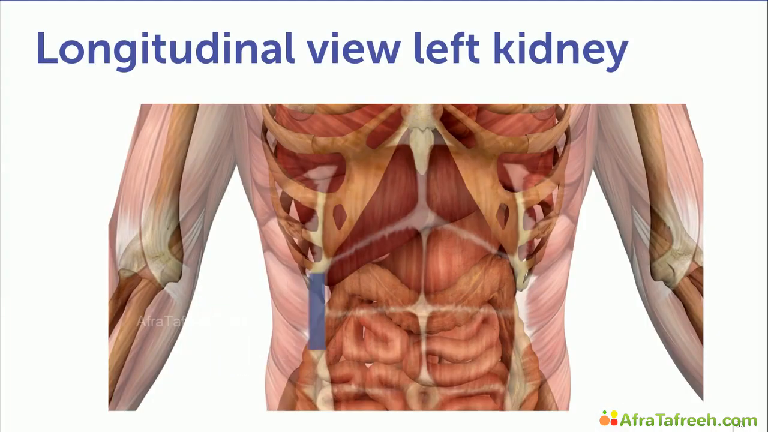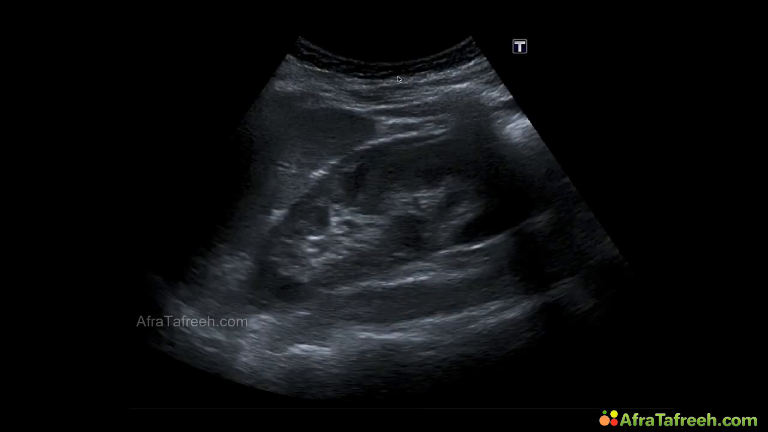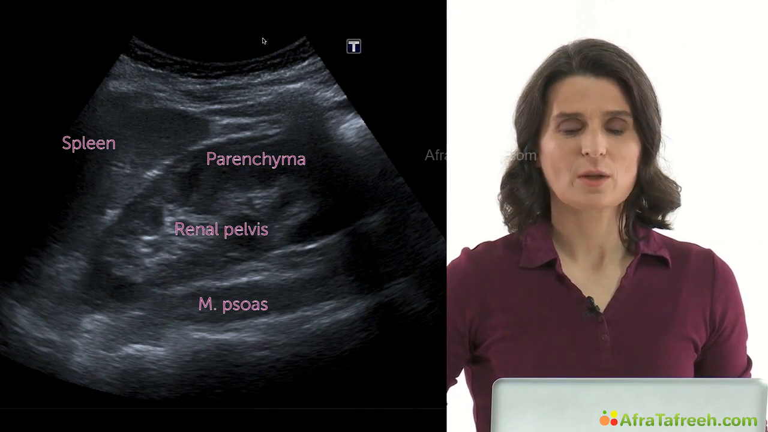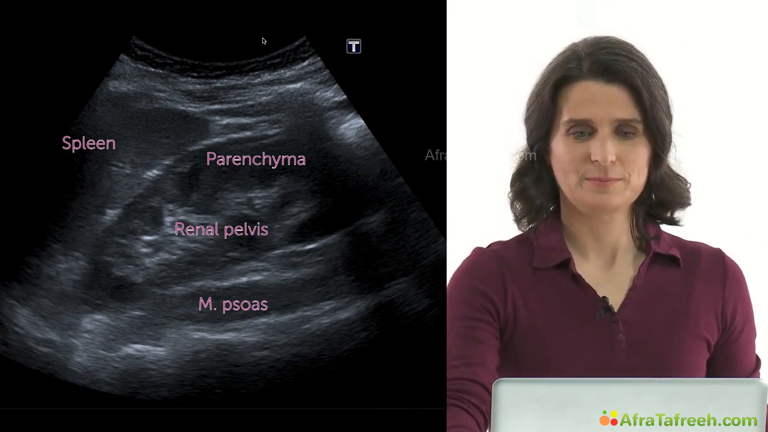Now we want to proceed to scanning the left kidney, first in the longitudinal plane. The position of the transducer is in a left lateral position, in the left lower intercostal space. And here we get a picture of the left kidney in the longitudinal view, the renal pelvis in the center, parenchyma, and a neighboring organ, the spleen. And dorsally, again, we can see the psoas muscle.